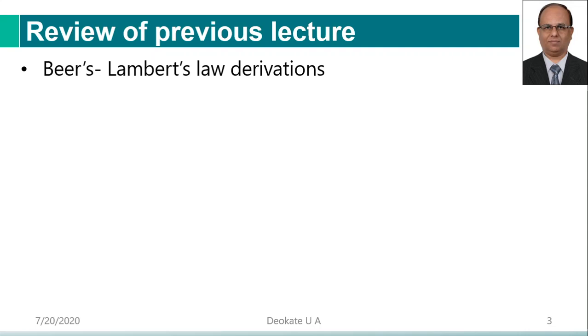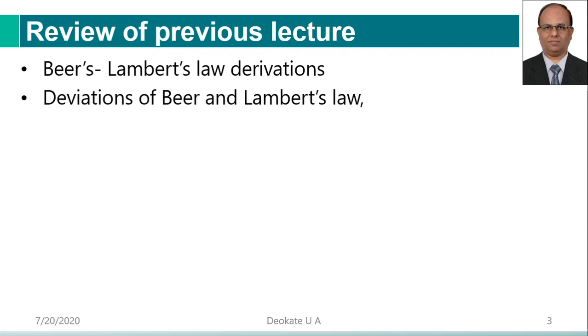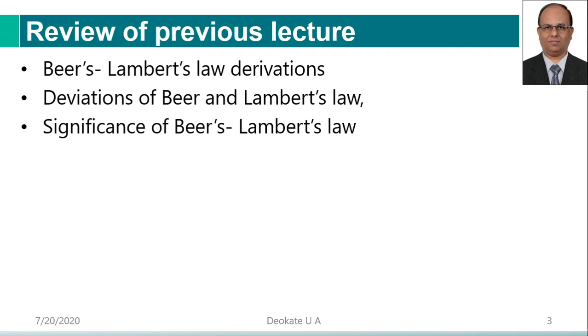So we have studied this Beer's-Lambert's law, then we derived their equations. We came to a conclusive equation that A equals epsilon b c, or A equals a b c. Then we studied various forms of these equations which can be used for quantitative estimation. We also studied deviations of Beer's and Lambert's law. For Lambert's law, no deviation. For Beer's law, three types of deviations: first is the true deviation, called the concentration deviation; second is the instrumental deviation; and third is the chemical deviation. Deviation means departure from linearity.